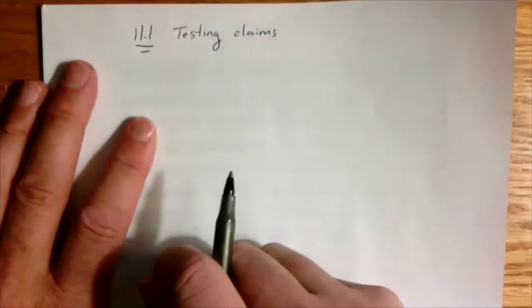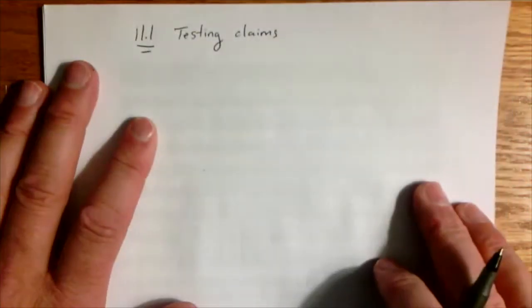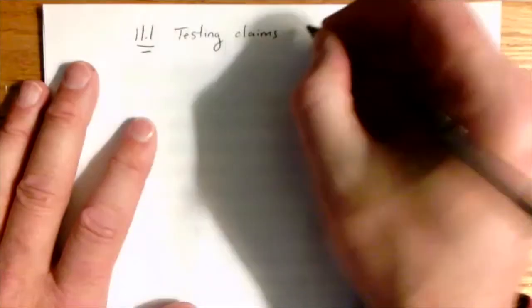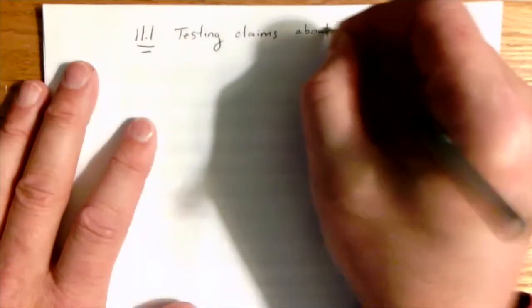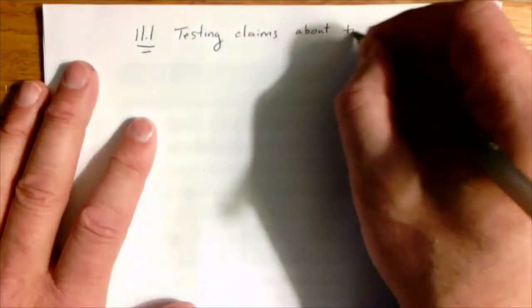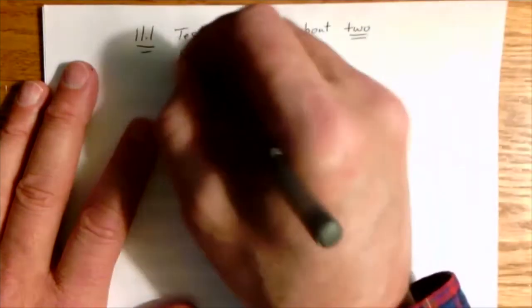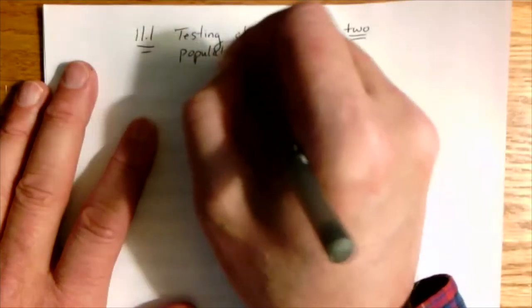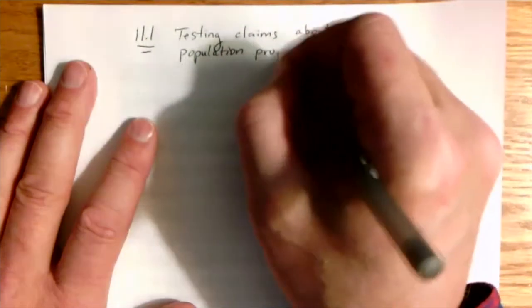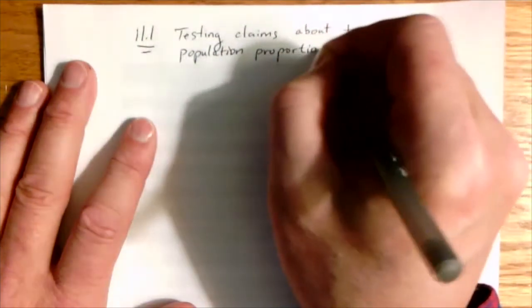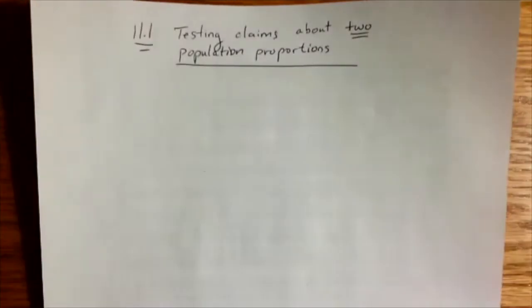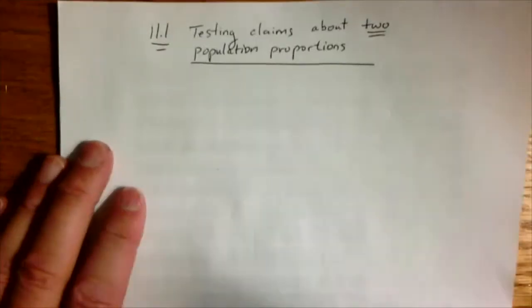We're going to be doing hypothesis testing for the rest of the semester. But in this case, we're going to be testing claims about two population proportions. Later on, we'll get into the case where we're dealing with population means. Someone makes a claim about two population proportions. Here's how the test works.